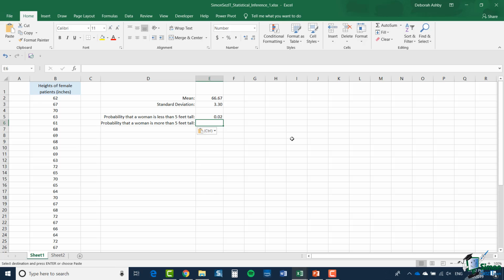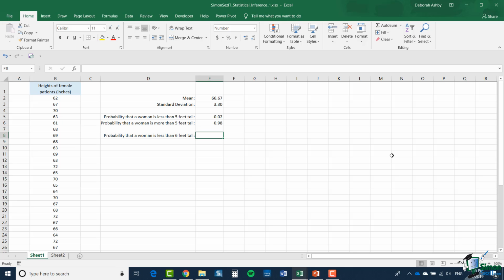So what about the probability that a woman is more than 5 feet tall? Well, given that all women will either be less than or more than, and I ignore the equal to for reasons that I just said, then if 2% of women are less than 5 feet tall, 98% must be more than 5 feet tall. So expressing this as a probability, a number between 0 and 1, the probability that a woman is more than 5 feet tall is actually 1 minus E5. And the answer is 0.98, as you would expect. So on the basis of one probability, less than, we can work out the probability of greater than.